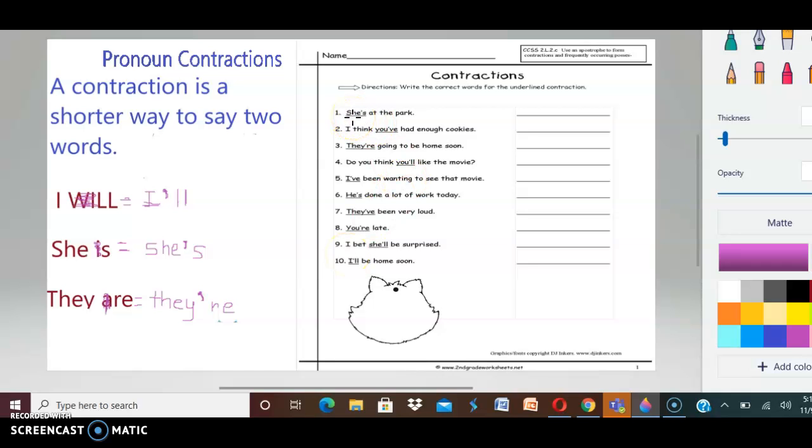We have number 1, she's at the park. She's. The long version for that, or the two words that contraction is replacing, is she and is. So on my line, I will write the personal pronoun and the verb that is being used to make that contraction that we have here. So she's at the park is really saying she is at the park. So go ahead and complete this and send a picture.